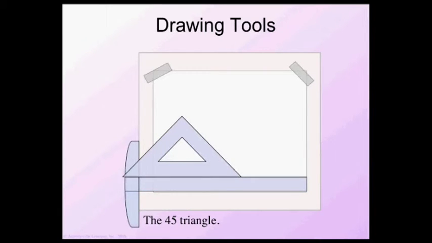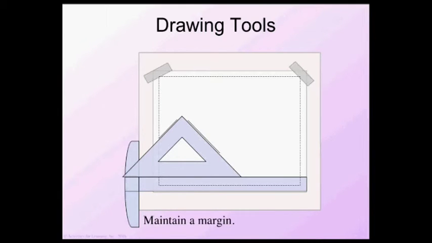Another one of the drawing tools that we have is the 45 triangle. We've got two 45-degree angles and one 90. Just drawing on the edges. One thing to keep in mind is that you want to maintain a margin all the way around your paper.